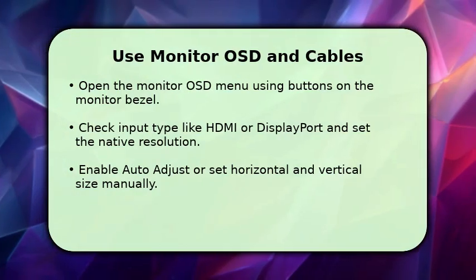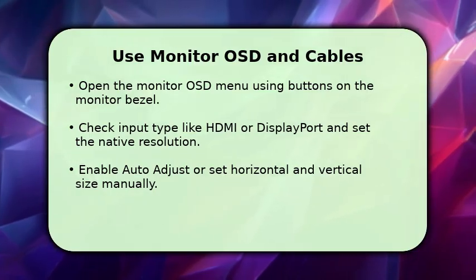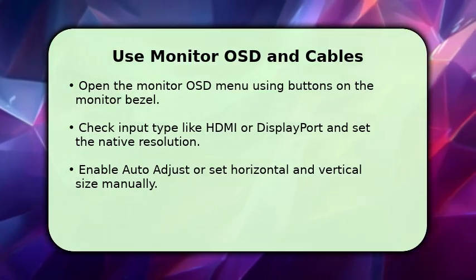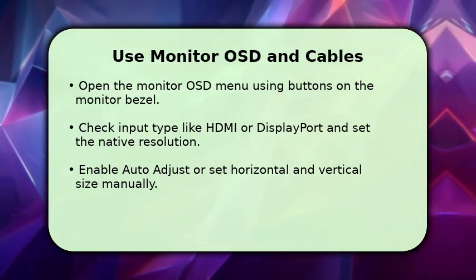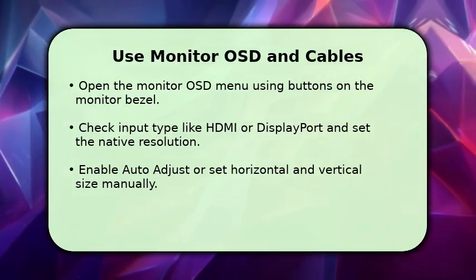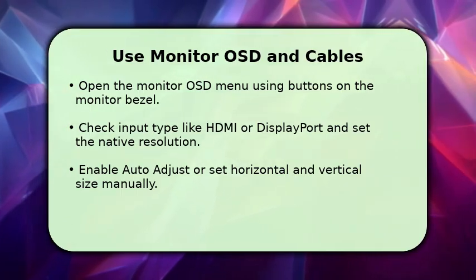Open the Monitor on-screen display menu using the physical buttons on the monitor bezel. Navigate to Input or Source and confirm the cable type, such as HDMI or DisplayPort, is active. In the OSD, find Picture or Image settings and set the native resolution recommended by the monitor.